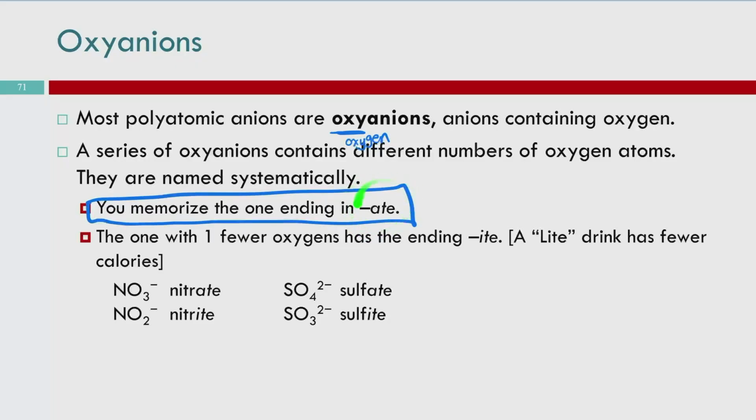From that ATE ending, if you take off one oxygen, it changes the ending to ITE, in the same way that things that are marketed as light have fewer calories generally. So nitrate is NO3 minus. If you take off one oxygen, now it's NO2. It's got the light ending, the ITE ending, so it's nitrite. So ATE turns into ITE. The only thing that changes is the number of oxygens. Notice that the charge is the same. So in a series of oxyanions, the charge always stays the same. So that's kind of nice.